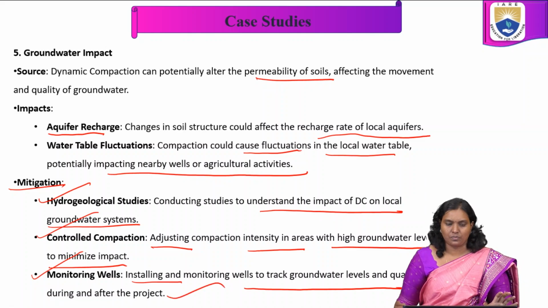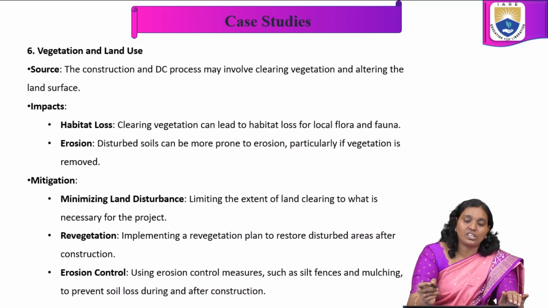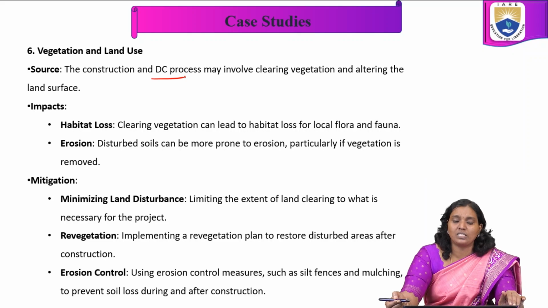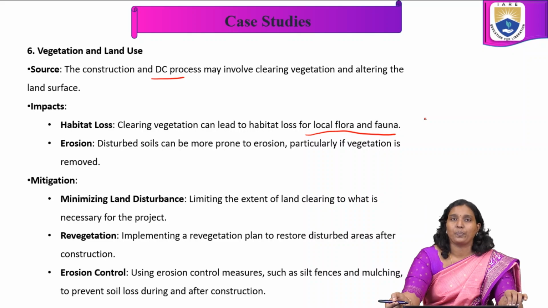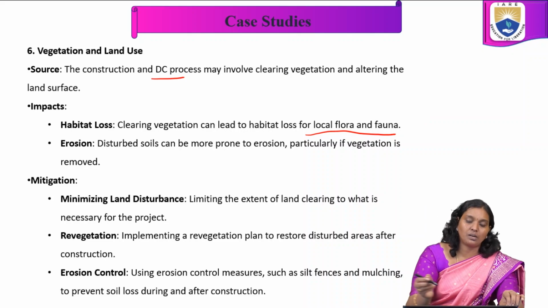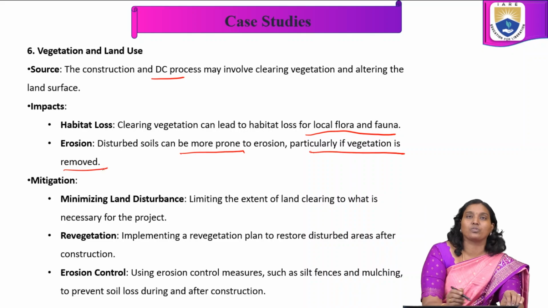the project also. So in land use, the construction and dynamic compaction process may involve clearing vegetation and altering the land surface. So in this, habitat loss and erosion are the impacts which we understand. In habitat loss, clearing vegetation can lead to habitat loss for local flora and fauna. In erosion, disturbed soils can be more prone to erosion, particularly if vegetation is removed.